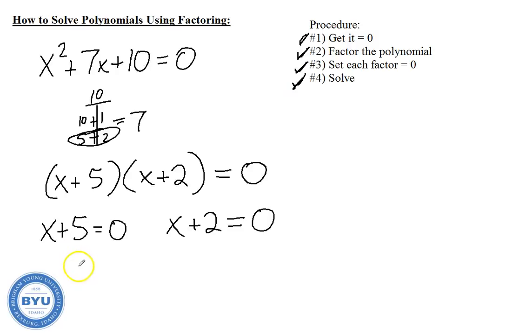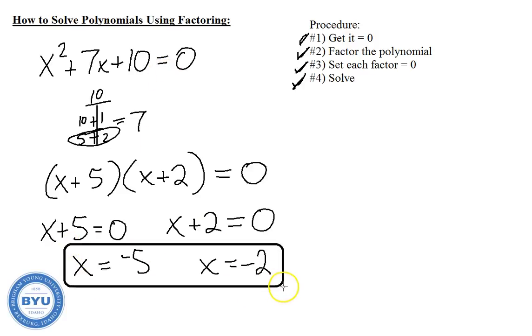So I've got to get x by itself, so I minus the 5 over, and here I minus the 2 over. And notice that we are left with 2 answers. Interestingly enough, you'll always have the same number of answers as the highest exponent in your polynomial. So that kind of helps to let you know how many answers you should be finding.